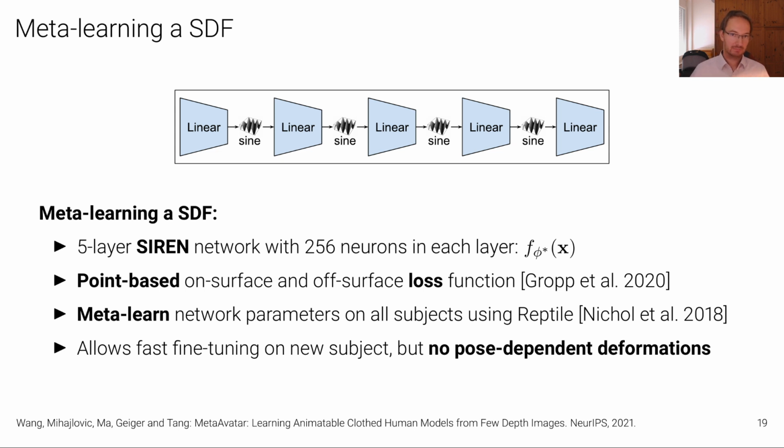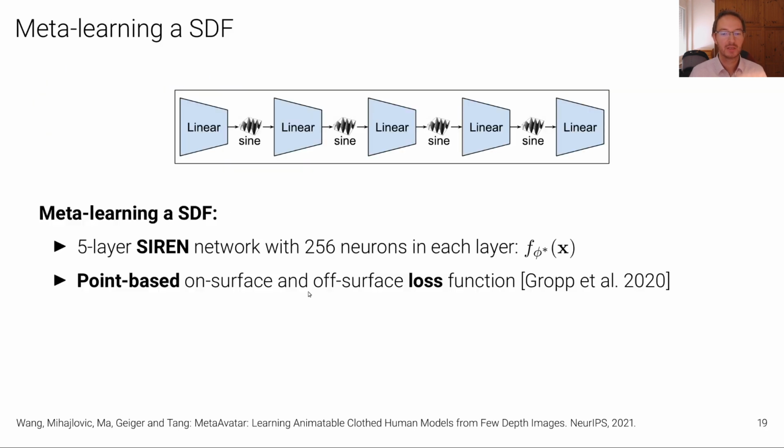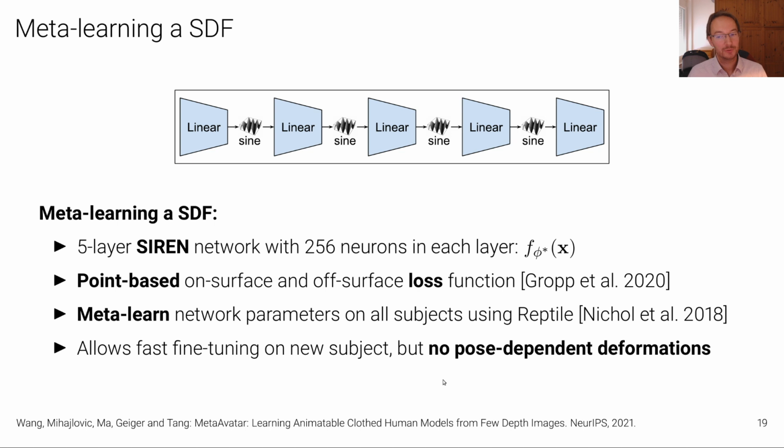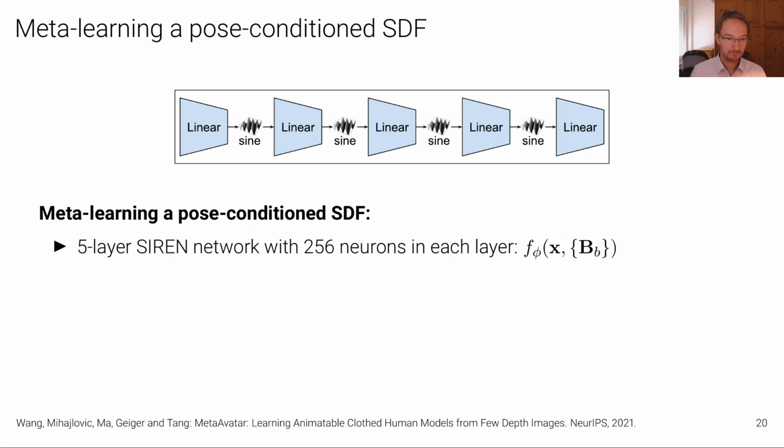Now, this meta-learned SDF allows for fast fine-tuning of a new subject in the canonical space here. But it doesn't model pose-dependent deformations, which we want, and which are important to get realistic human avatars. So the next idea would be to meta-learn a pose-conditioned SDF.